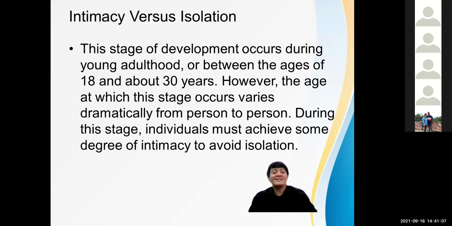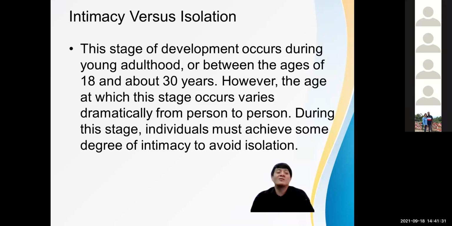So the next stage is intimacy versus isolation. This stage's development occurs during young adulthood, between the ages of 18 to 30 years old. However, the age at which this stage occurs varies dramatically from person to person. And during this stage, individuals must achieve some degree of intimacy to avoid isolation.